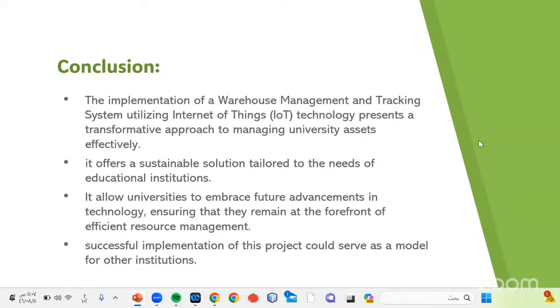It improves sustainability solutions tailored for education institutions. Universities can adopt a new technology and improve our efficiency. Successful implementations of this project can serve as a model for other institutions. Overall, technology makes inventory management easier, faster, and more accurate.